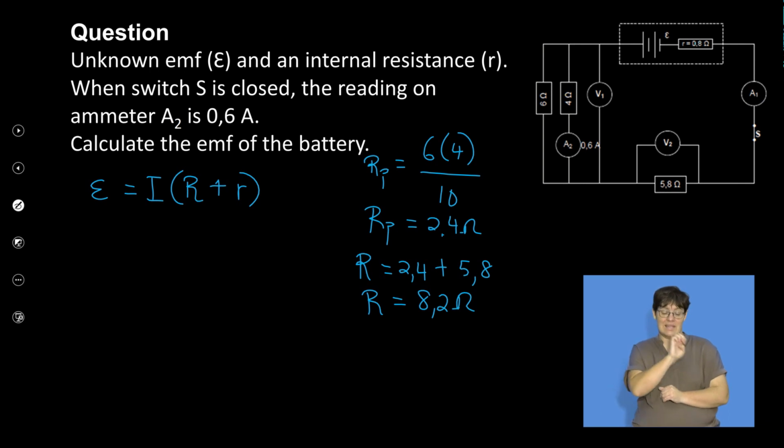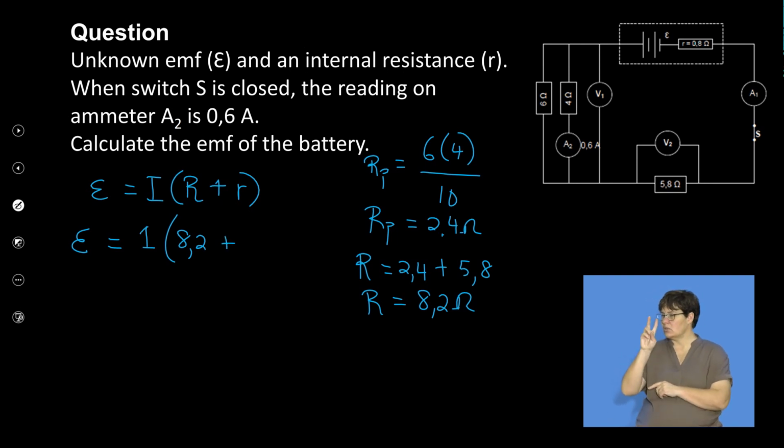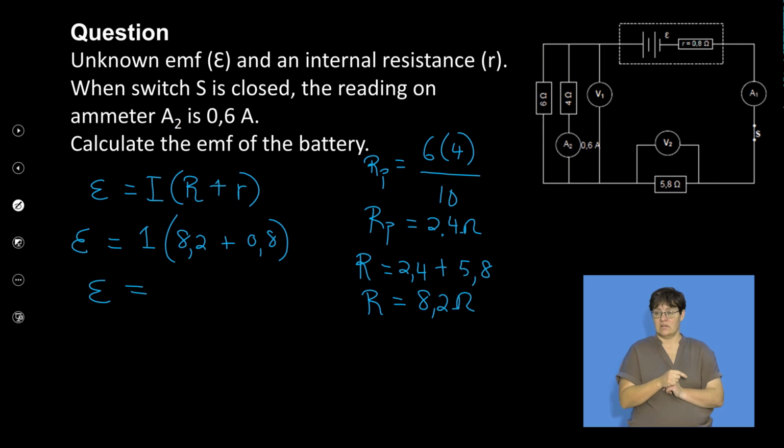So we're looking for our EMF. We've got the total current, which is 1 ampere. That is multiplied by 8.2, plus our internal resistance that is given, which is 0.8. So if we add that, it will give us 9 multiplied by 1, which is 9 volts, right? So that's how we managed to get to that.